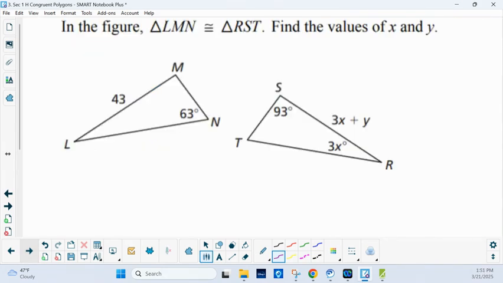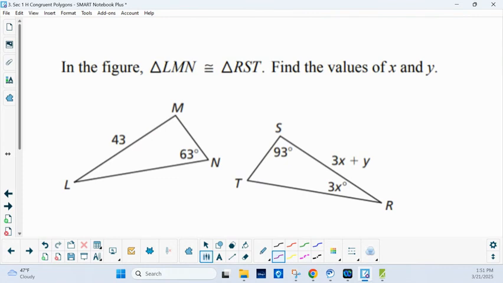Okay, let's take a look at some other ways we can use our congruent figures. So they tell us triangle LMN is congruent to triangle RST. So we know what's congruent to what by the order they listed them in. We're being asked to find the values of X and Y. So look at where they all are. Which do you think we have to find first, X or Y? X. Yeah, because this one has both. So if we can just find X, that's going to help us here.